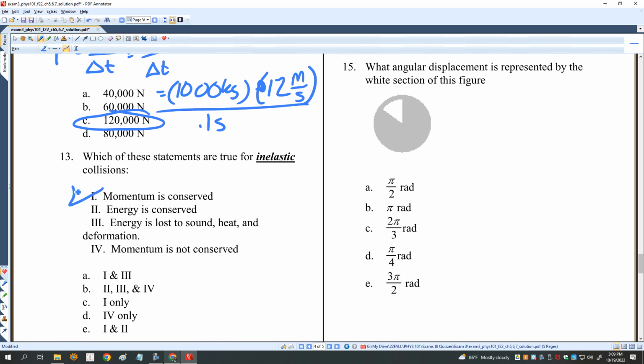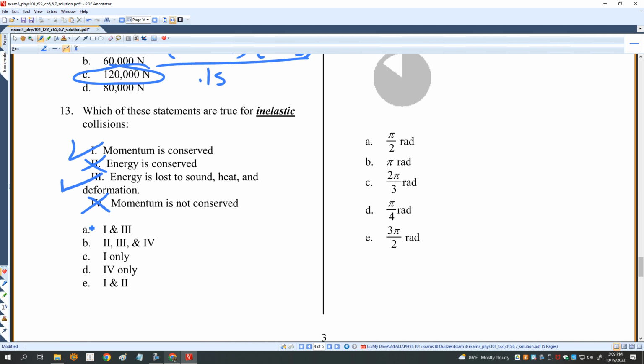Which of these statements is true for inelastic collisions? Okay, momentum is conserved. Yes, that's true. Energy is lost to those things, that is true, and that other one's not true. So it's like A.